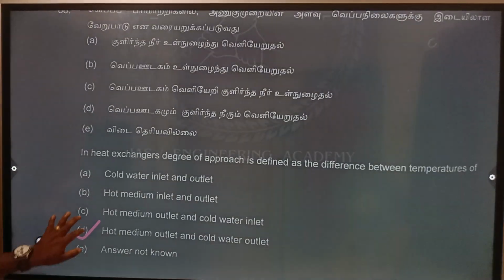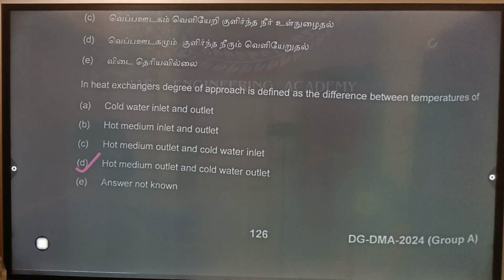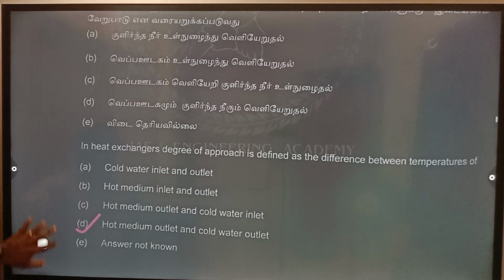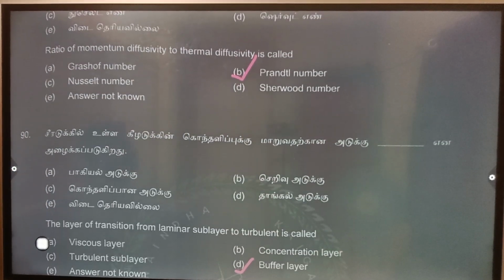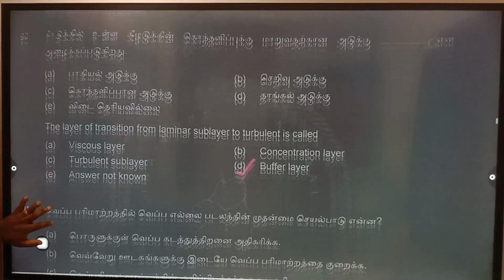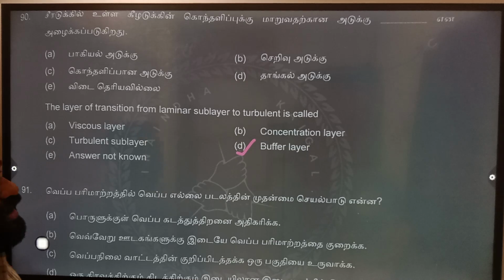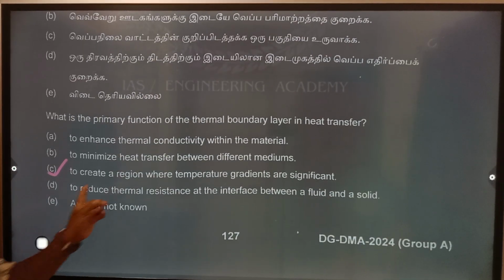88: in heat exchangers, degree of approach is the difference between hot medium outlet and cold water outlet. D is the answer. 89: ratio of momentum diffusivity to thermal diffusivity is the Prandtl number. Dimensionless numbers, okay, you should know all the numbers and their definitions. Answer is B. 90: the layer of transition from laminar to turbulent is called the buffer layer. Okay, answer is D. 91: what's the primary function of the thermal boundary layer? To create a region where temperature gradients are significant. Answer is C.